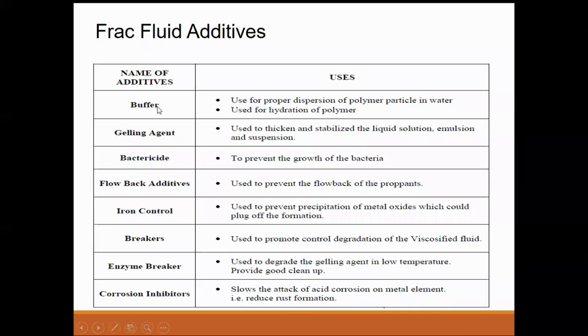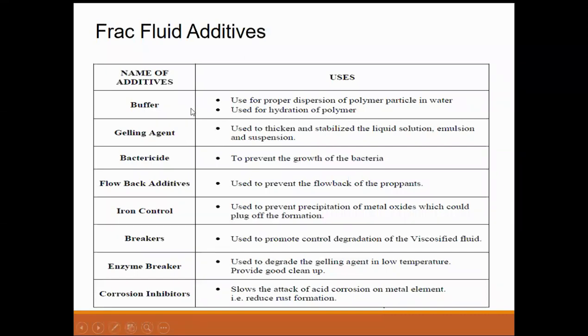Okay, so there is a buffer solution. The frac fluid should have a proper viscosity, and to impart that viscosity, you have to add a gelling agent, which is guar. Okay, so now if guar is to provide viscosity to a certain frac fluid, the pH of it should be neutral.